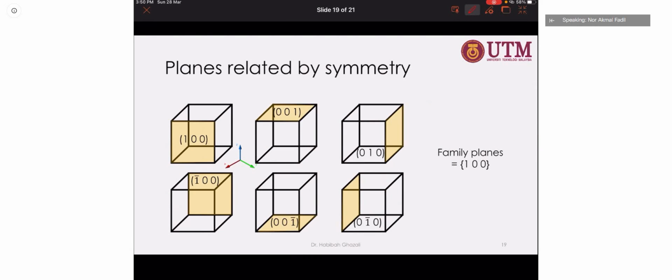Okay, planes related by symmetry are grouped under one family. We call it the 100 family, and the way to write this is the bracket 100 for the direction. For family planes, we have 100 in this bracket. This is a family of planes, because they are identical in one group.